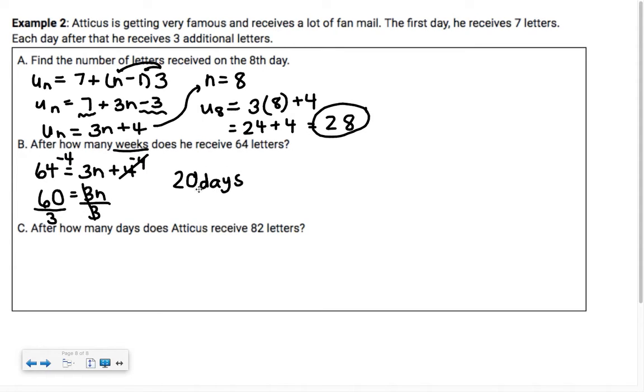How many weeks is that? There's 7 days in a week. So 3 weeks would be 21 days. 2 weeks is only 14 days. So we know we're more than 14 days, but we're a little bit less than 21 days. But in order for him to receive 64 letters, 3 whole weeks have to have gone by.